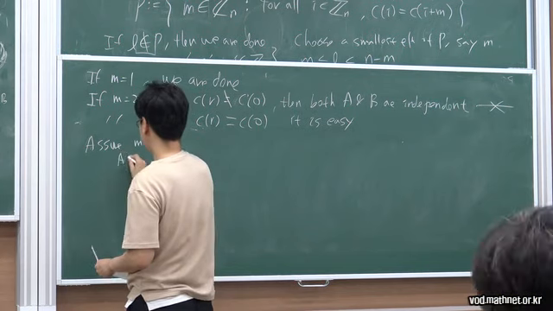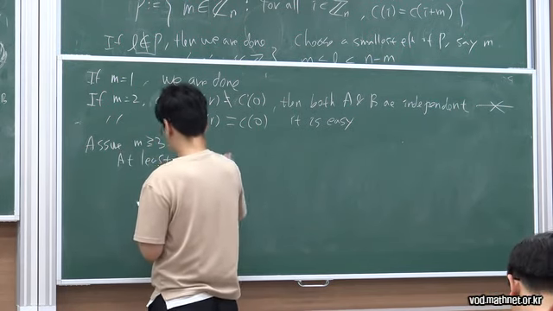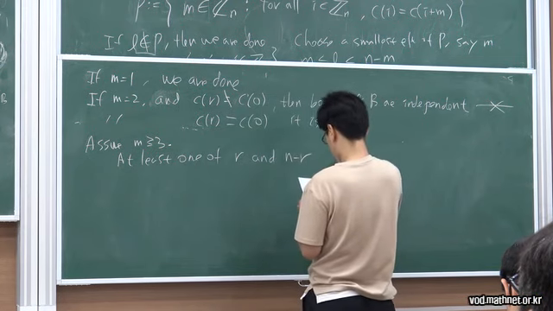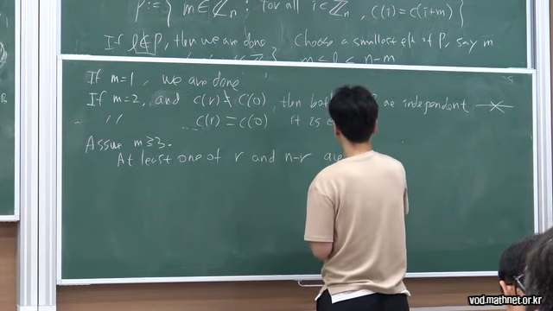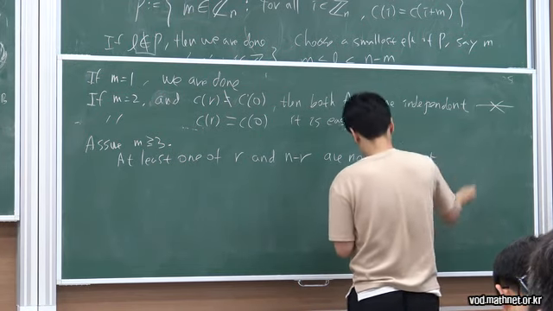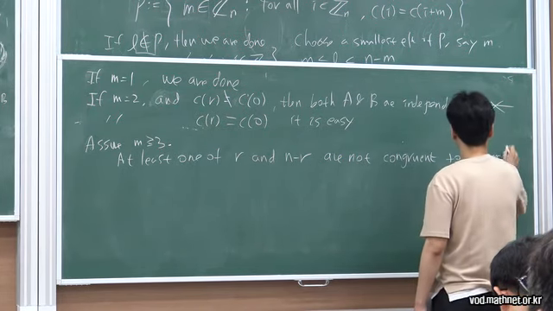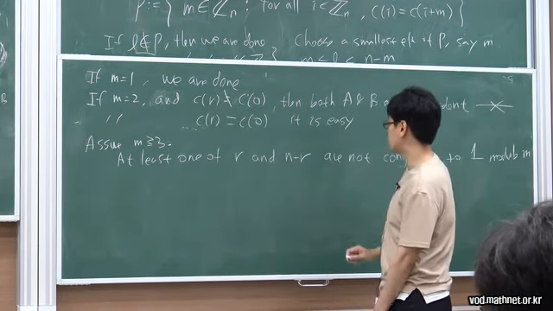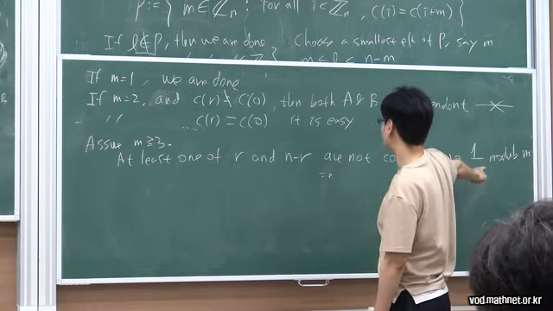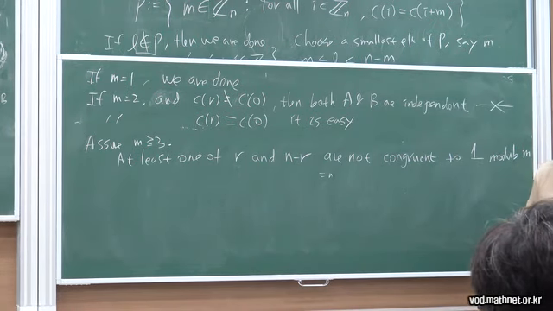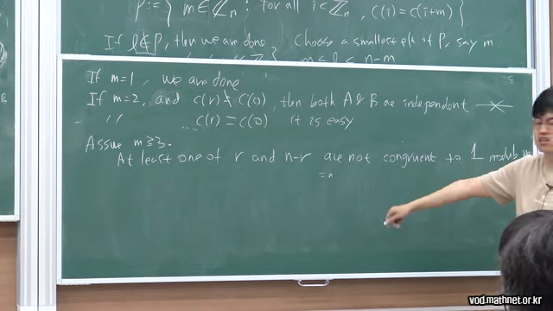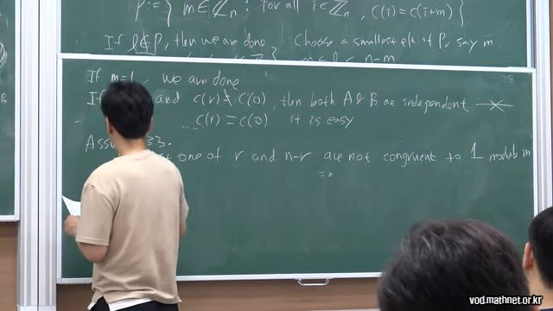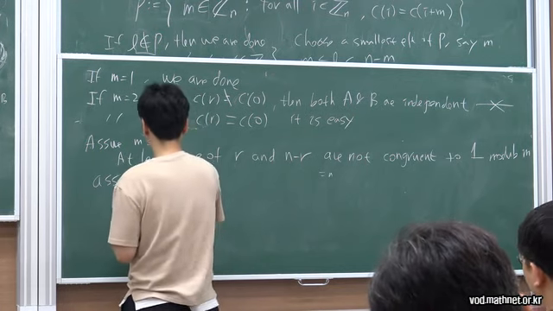So in this case, we know that at least one of R and M minus R is not congruent to 1 modulo M. Because M divides N, and these two add to N. So if one of them is 1 modulo M, then the other one is negative 1 modulo M. But negative 1 is not 1 when M is at least 3. So assume R is not congruent to 1 modulo M.